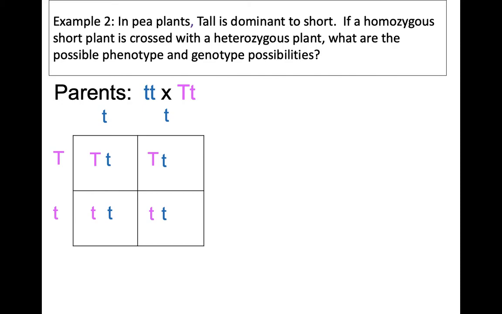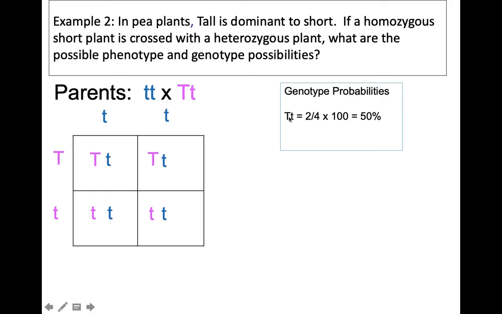So let's summarize my results. Let's first talk about my genotype probabilities. Well, I could have a heterozygous genotype, which represents a probability of 2 out of 4, or 2 divided by 4 times 100, which gives a 50% probability of having a heterozygous offspring from this parental cross. Or I could have a little t, little t homozygous recessive offspring. It's also 2 out of 4 options times 100, which gives 50%.